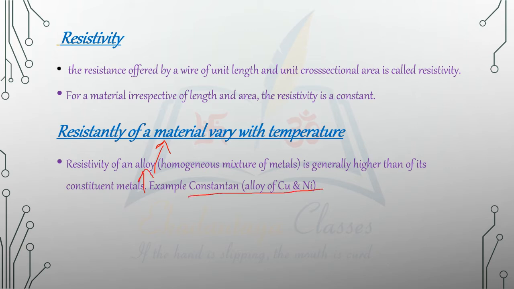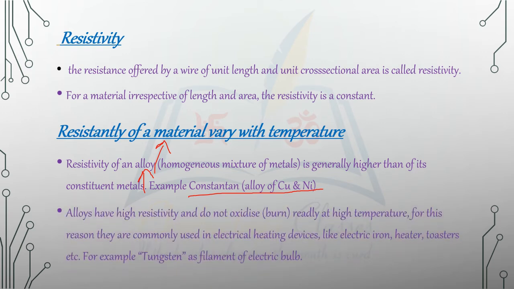Examples are copper and nickel alloys. Alloys always have high resistivity and do not oxidise readily at high temperature. Oxidise means burn. For this reason, they are commonly used in electric heating devices like irons, electric heaters or roasters. Another example is tungsten, which is used in an electric bulb.